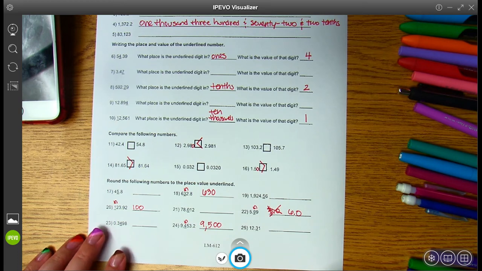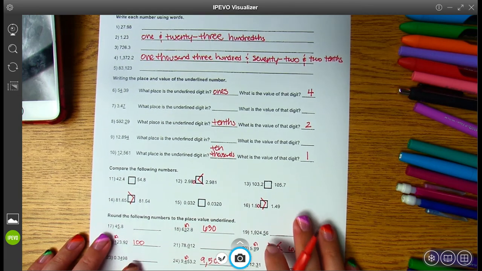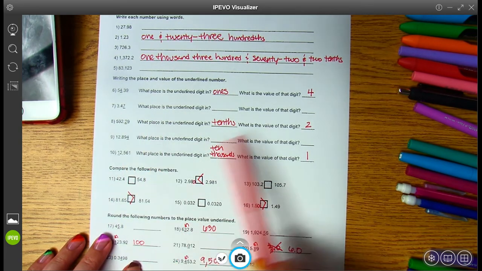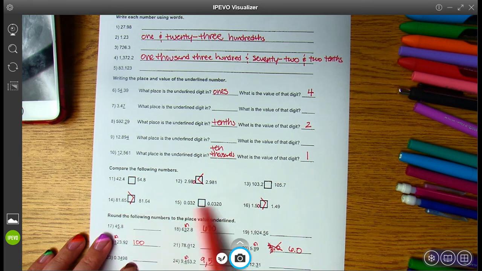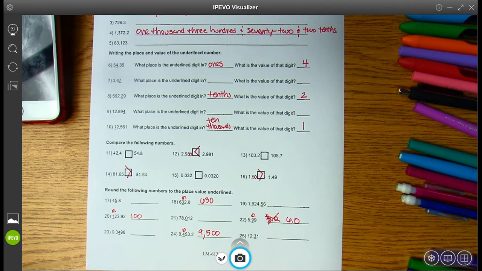You have now mastered writing numbers out according to their names, knowing their proper digits and place values, being able to compare numbers, and round numbers. Congratulations, my little mathematicians. You're doing awesome. Now just go through and finish the odds.